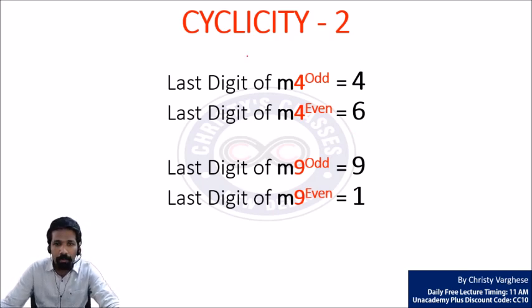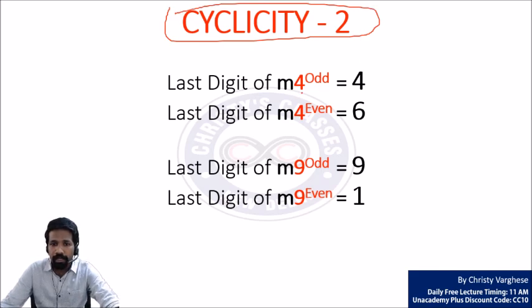So a power cycle with 2 elements is called cyclicity 2. That is for 4 ending numbers and 9 ending numbers. For a 4 ending number, 4 and 6 are the two things. For a 9 ending number, 9 and 1 are the two things.